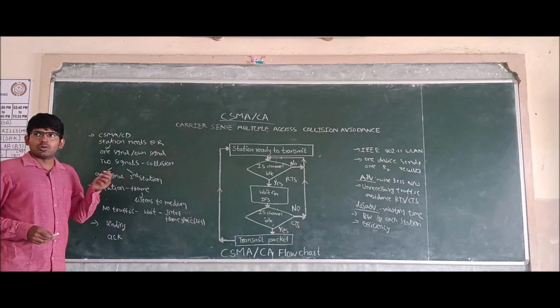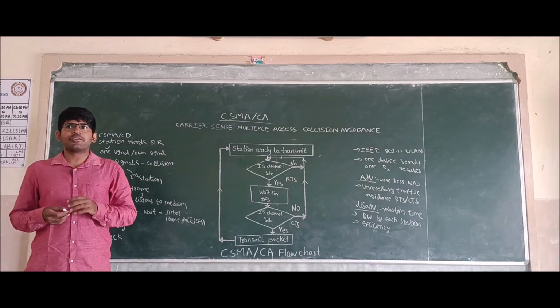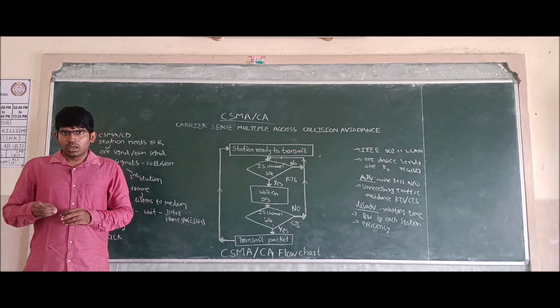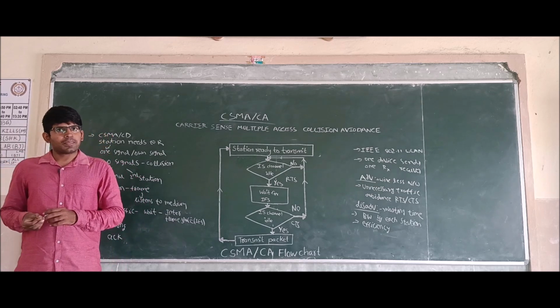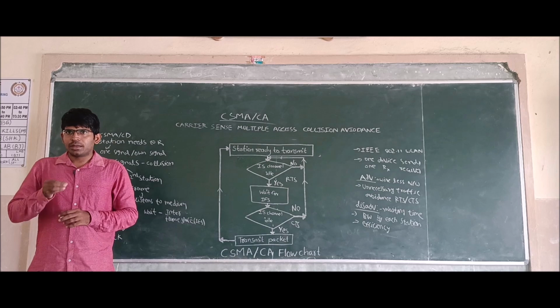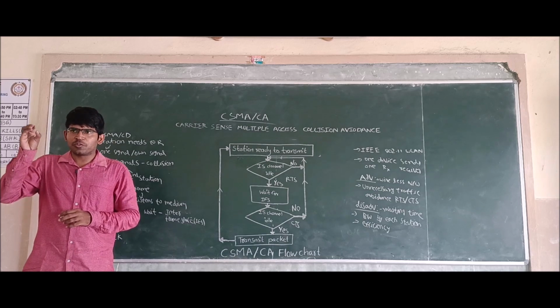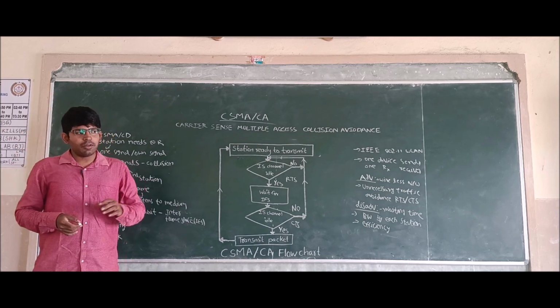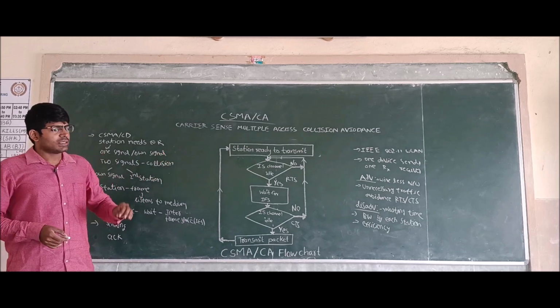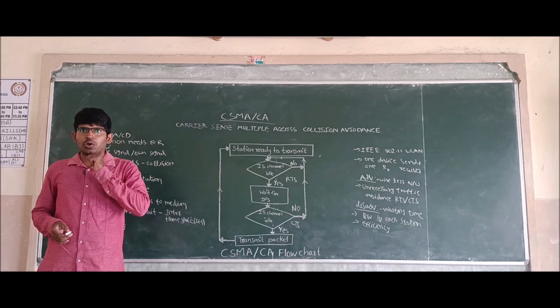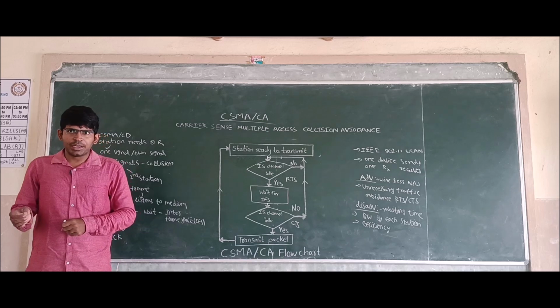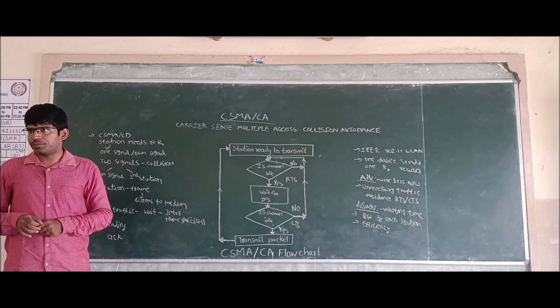We are discussing different data link layer protocols. We already discussed that in the data link layer, data is transmitted in the form of frames. Previously, we discussed the CSMA/CD protocol. It will detect the collision.